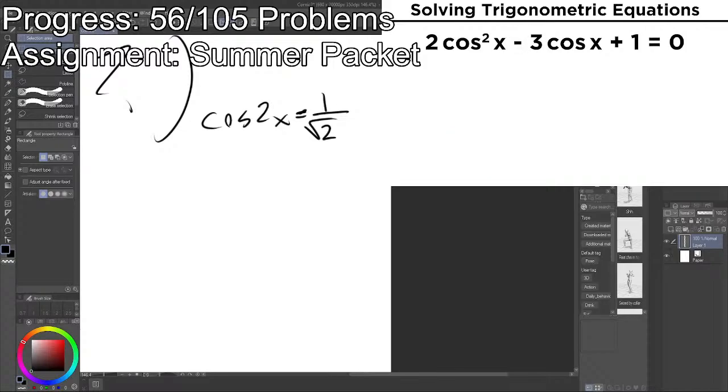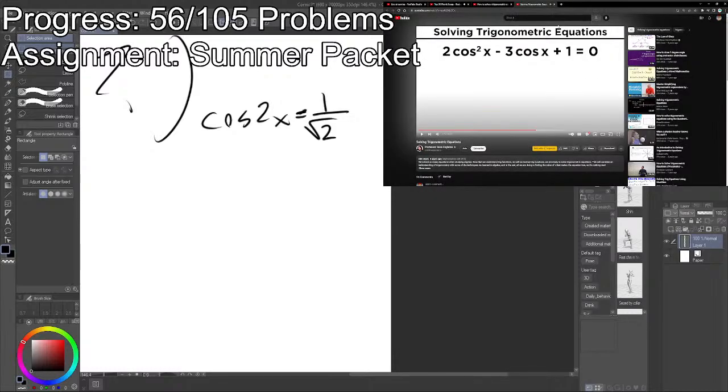Trigonometric equations get much more complicated than this, but we don't need to go there. So that's easy then. Wait, that's so easy.